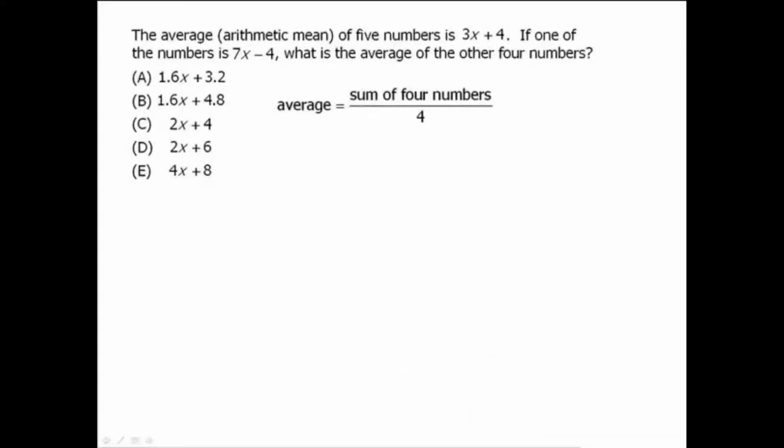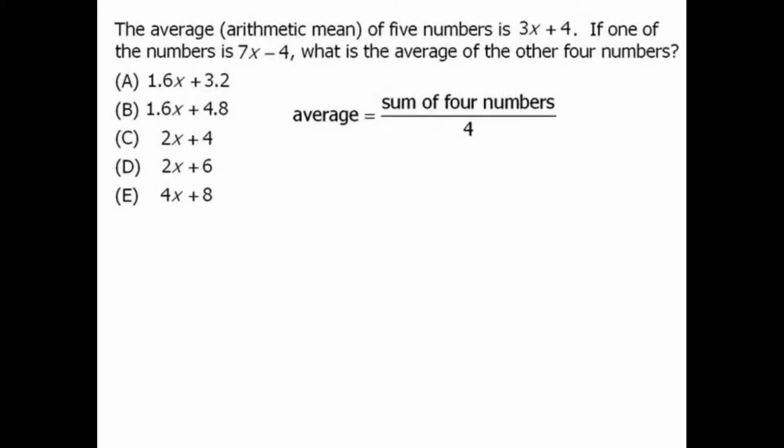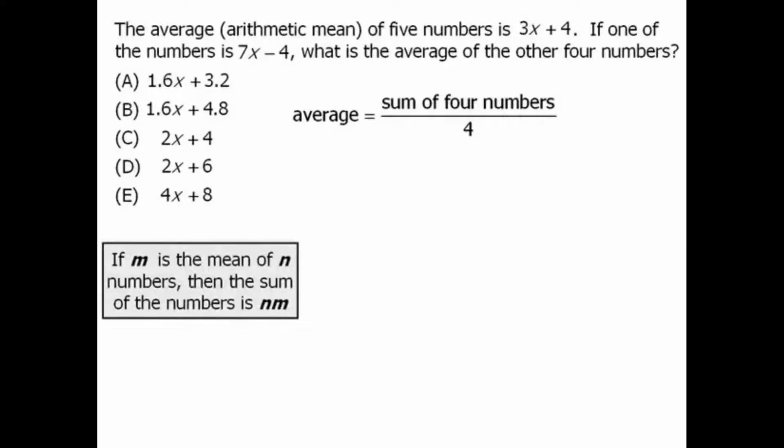To calculate the average of 4 numbers, we need the sum of those 4 numbers, and then we'll divide this by 4. The question tells us that the average of 5 numbers is 3x plus 4. So, using this rule, we can see that the sum of those 5 numbers will be equal to 5 times 3x plus 4, which is equal to 15x plus 20.